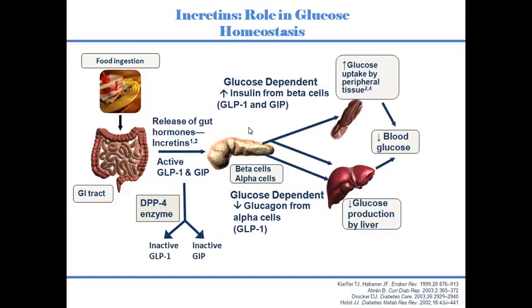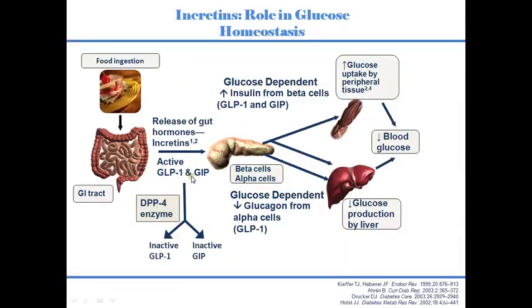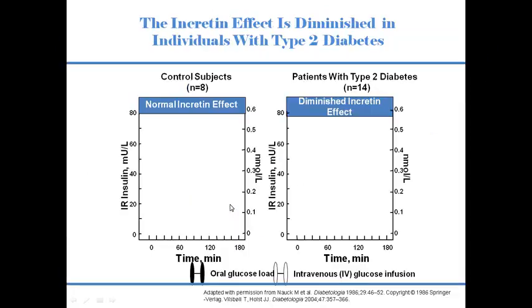DPP-4 inhibitors. So what are DPP-4 inhibitors? When this GLP-1 is released, it causes so many good effects, but then there is an enzyme known as DPP-4, which acts on this GLP-1 and converts it into an inactive form. Because of this enzyme, this GLP-1 has a very short life. And so the scientists came up with DPP-4 inhibitors. What they do is they inhibit this enzyme, thus prolonging the life of GLP-1, and thus the good effects produced by GLP-1 in the body.